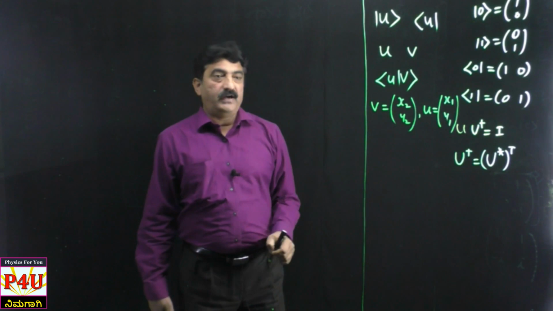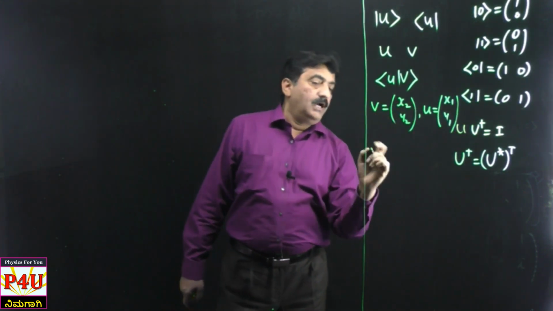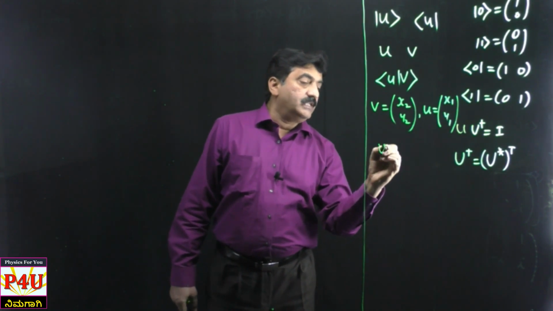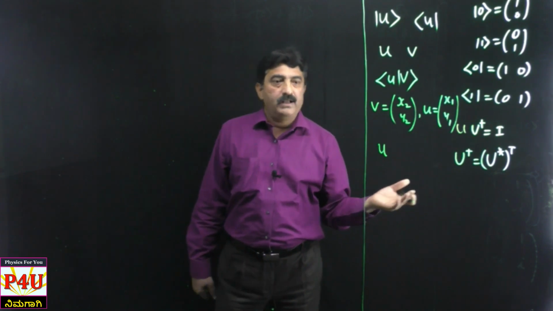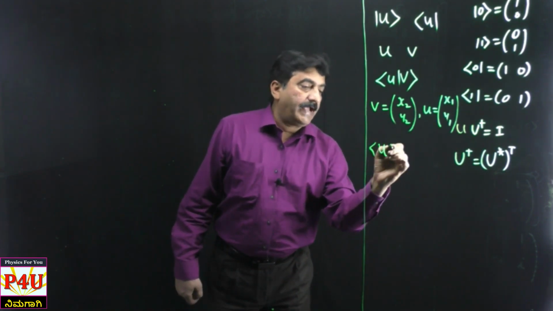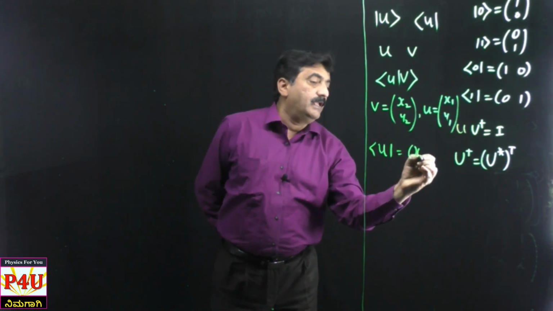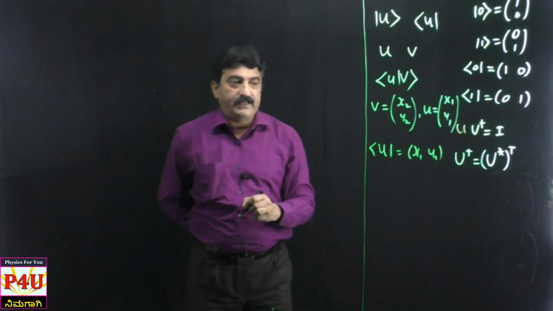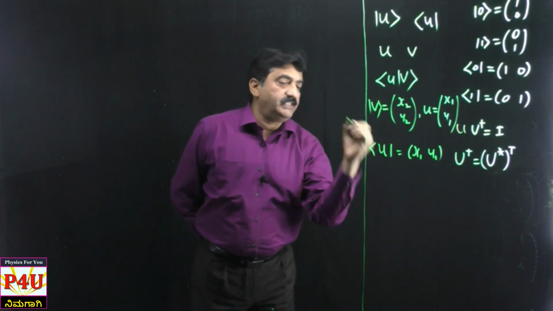Then first I must find the Hermitian of this. In this case there is no question of complex conjugate, so I straight away go for the bra. How do you find the bra? Just transpose it, that is nothing but x1 y1. Got it? Now you multiply these two, where this is the ket v and this is now the bra.